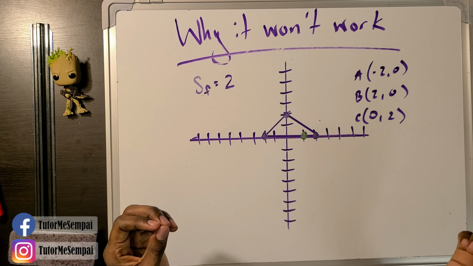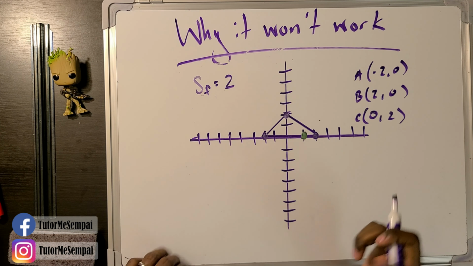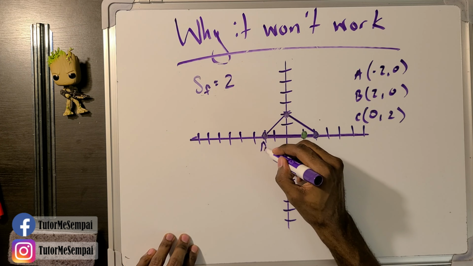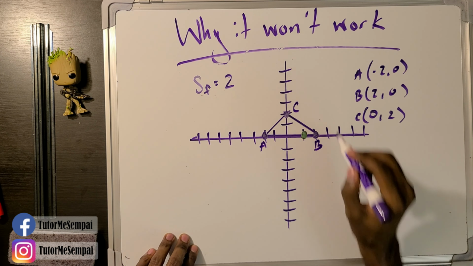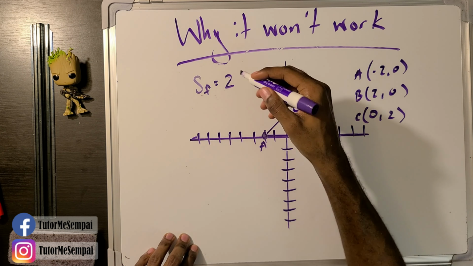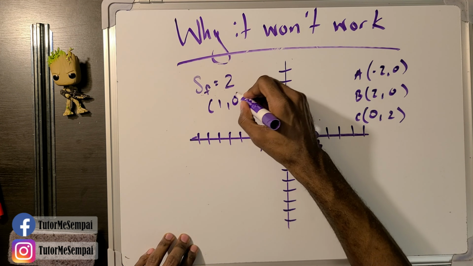So let's look at just one simple point, and you'll see what I mean by that. Let's look at point A. We have the same triangle ABC. This is A, this is B, and that's C. Well, we have the same exact triangle. However, we're going to be centered at the point 1, 0.